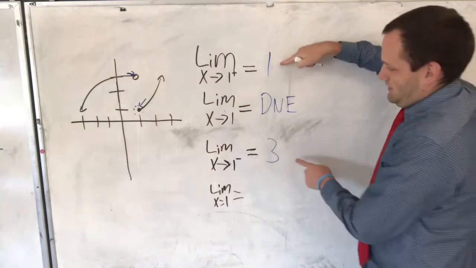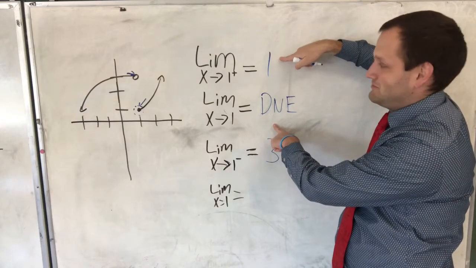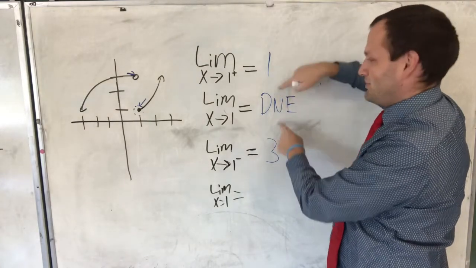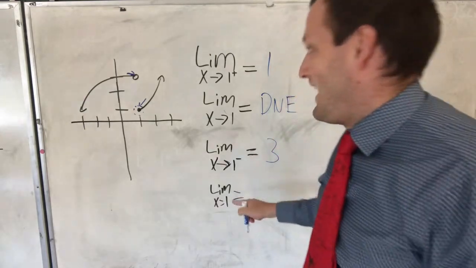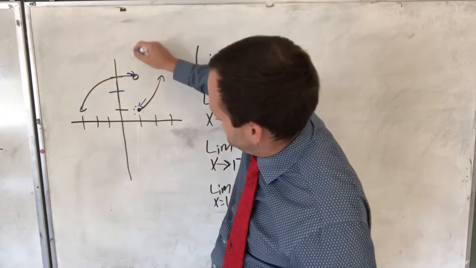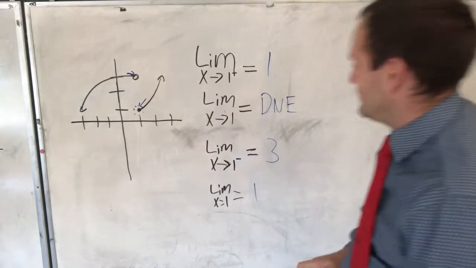You notice if these two numbers aren't the same, you don't have a limit as you approach 1. You have a limit from your positive side, you have a limit from your negative side, so there's no limit as you actually just approach 1. Finally, what is the limit at 1? In this case, what is x equals 1? Well, it's not 3, it looks like it is 1, because that is where our solid point is.